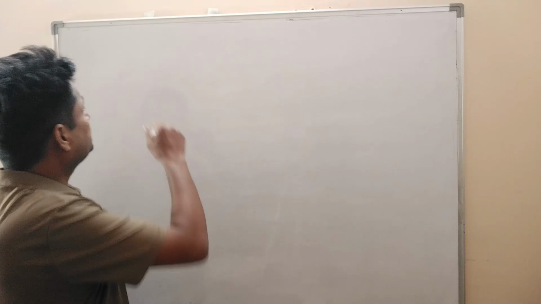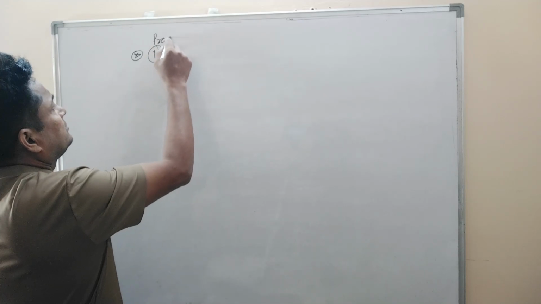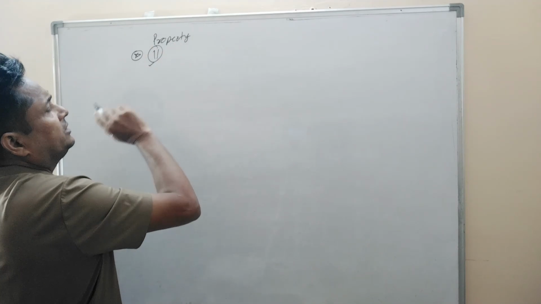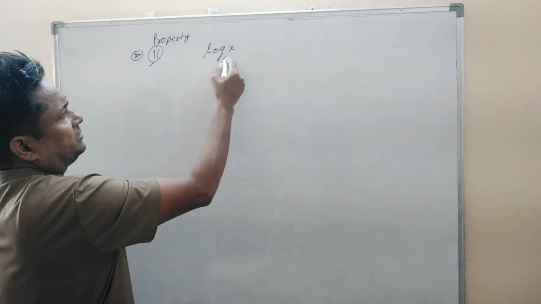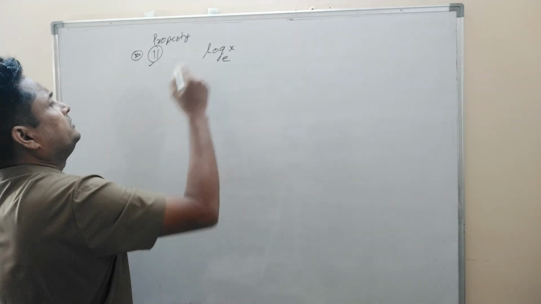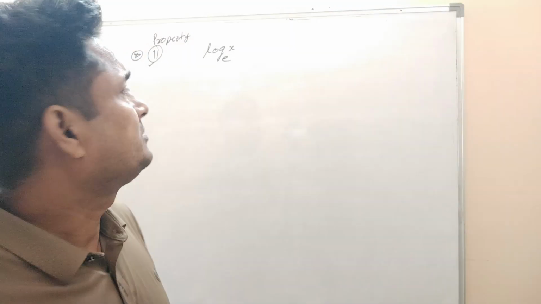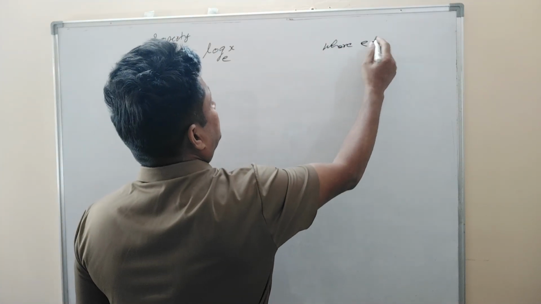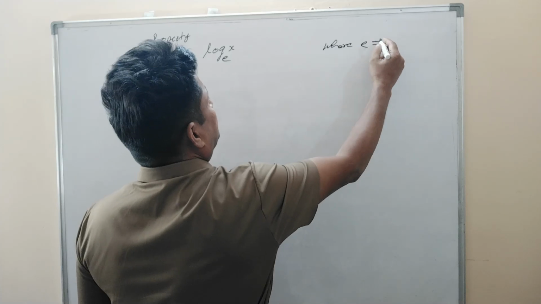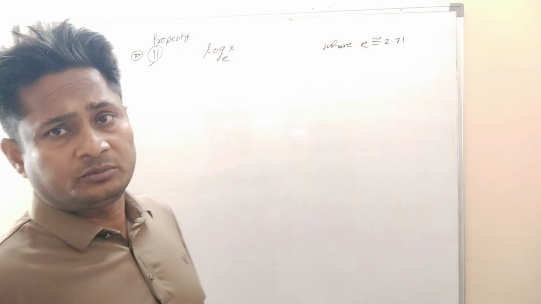We are discussing logarithmic function. So one more thing you have to remember, property number 11 is log of x base e, where e is near about 2.71. The value of e is 2.71.